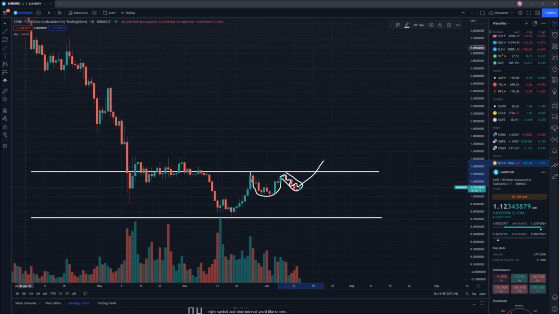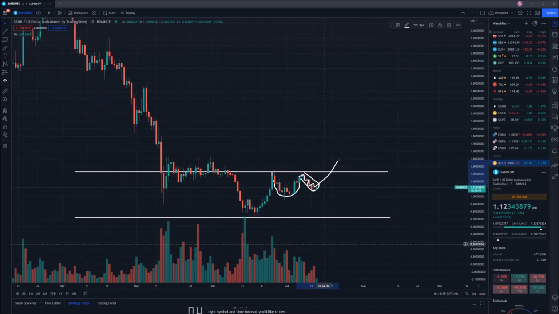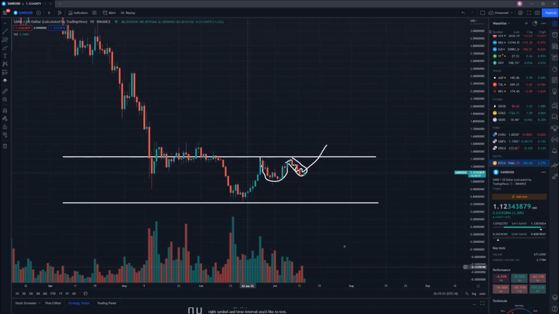If this is the pattern that is in play, then we will certainly see another test of that $1.32 mark. From a volume perspective as well, what you'll notice is we're seeing a reduction in volume basically over the past few weeks. This is also indicating to me that we are still certainly consolidating. So I don't think this has completely failed right off the bat.